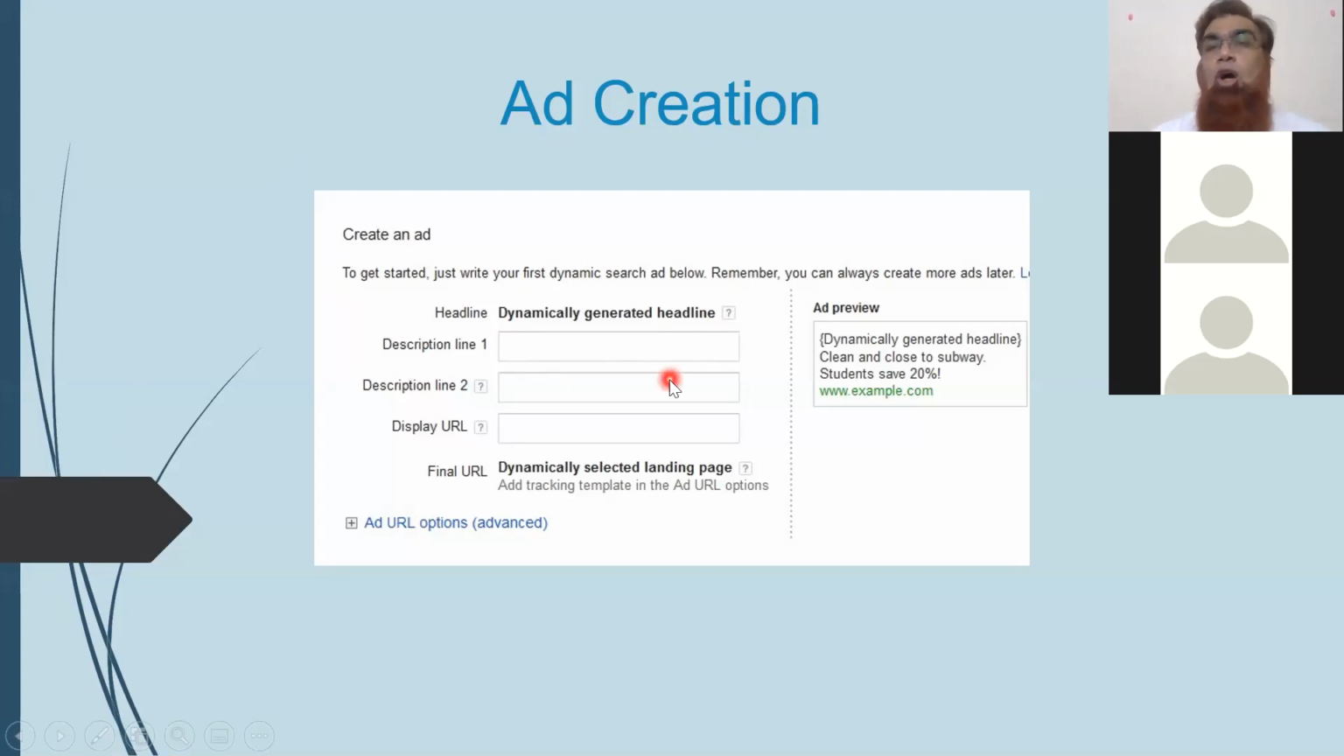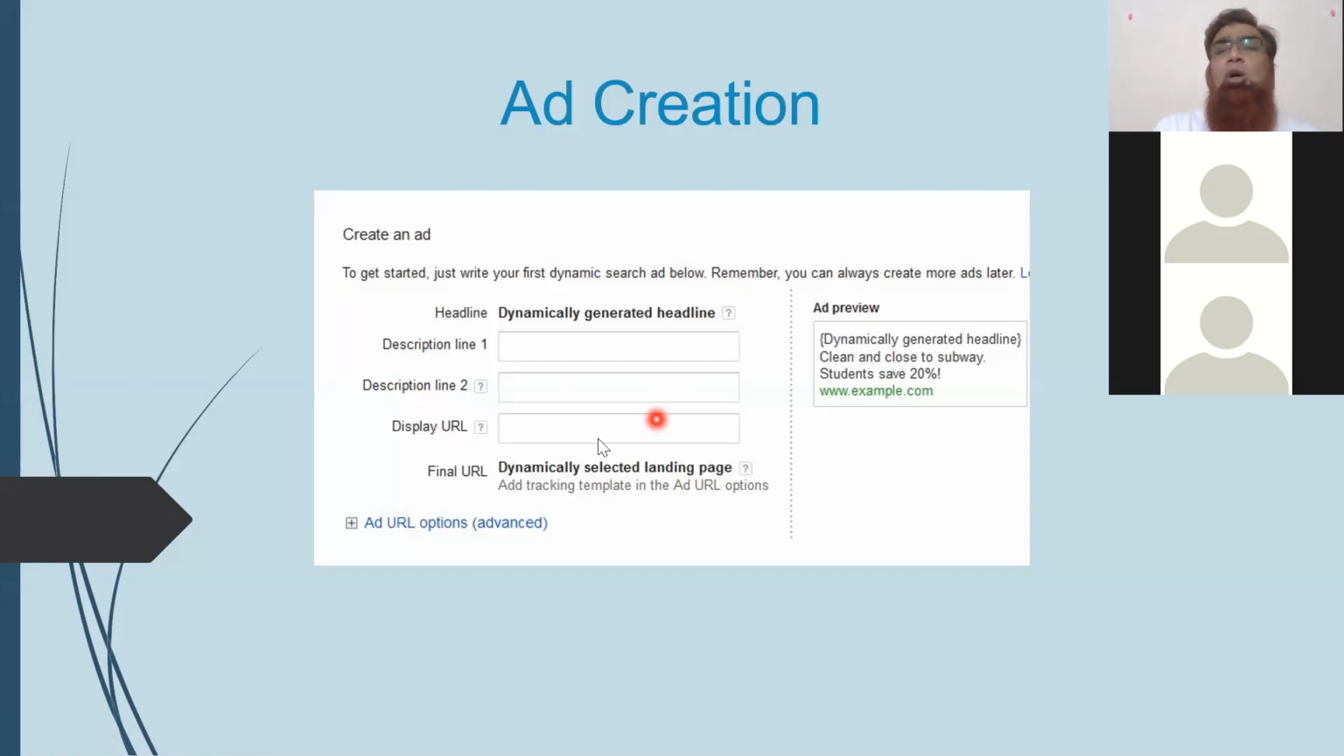Try to make it more offer oriented: save 20%, sign up today and avail discount. So those kinds of things you can put in the descriptions, but it should not be fake. If you are saying 20%, it should be there on your landing page, it should be there on your website. Don't just fool people by putting anything like that, right?